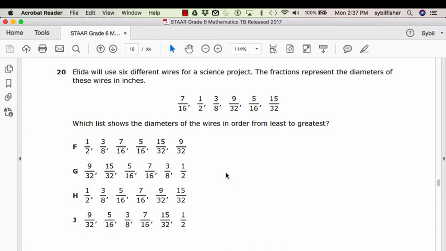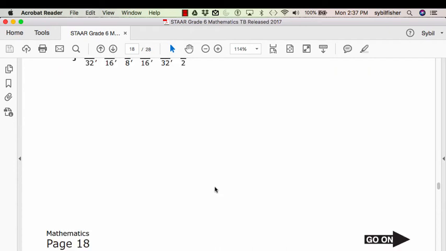H, 1/2, 3/8, 5/16, 7/16, 9/32, 15/32. Or J, 9/32, 5/16, 3/8, 7/16, 15/32, 1/2.